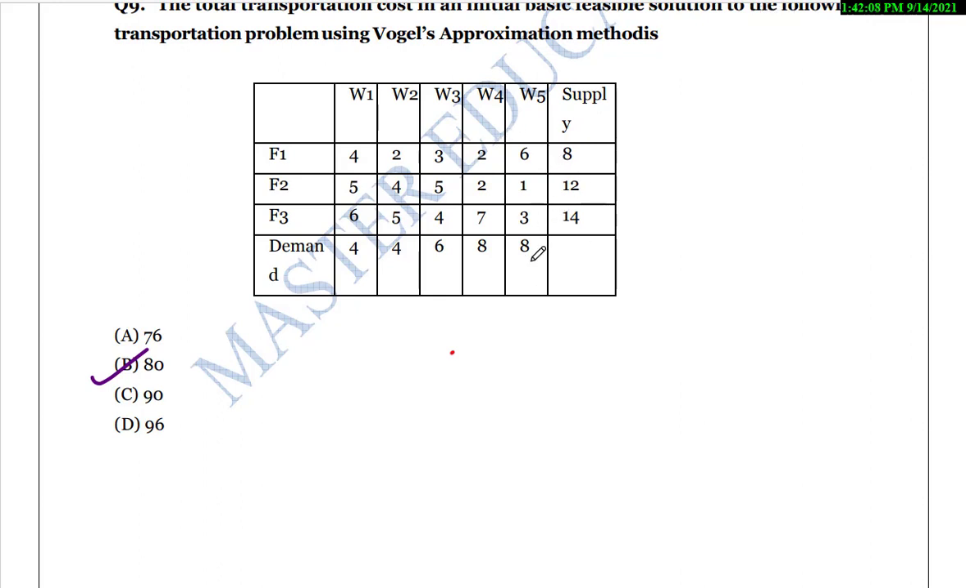So this is an unbalanced solution. When you count the demand, it is 30, and when you count this, it is 34. So we have to add 4 in this column, a dummy row or dummy column, so that it becomes 4. Now apply the same rules you have already used for Vogel's approximation method, multiply the allocations, and you will get the answer 80.